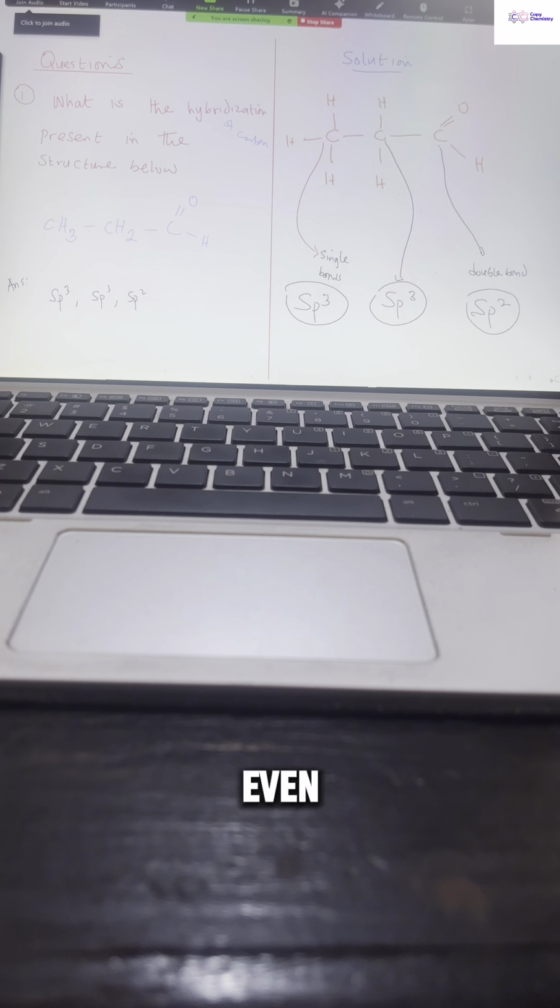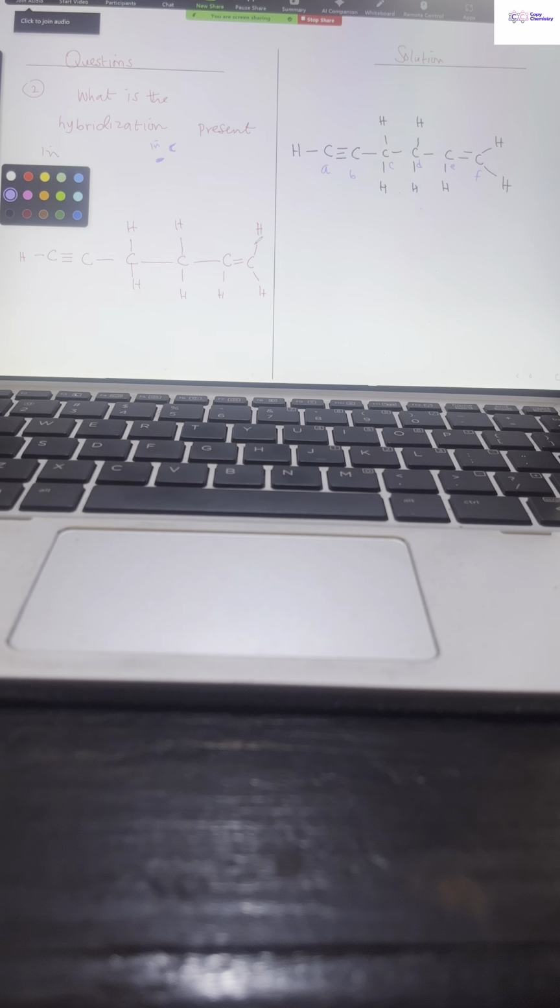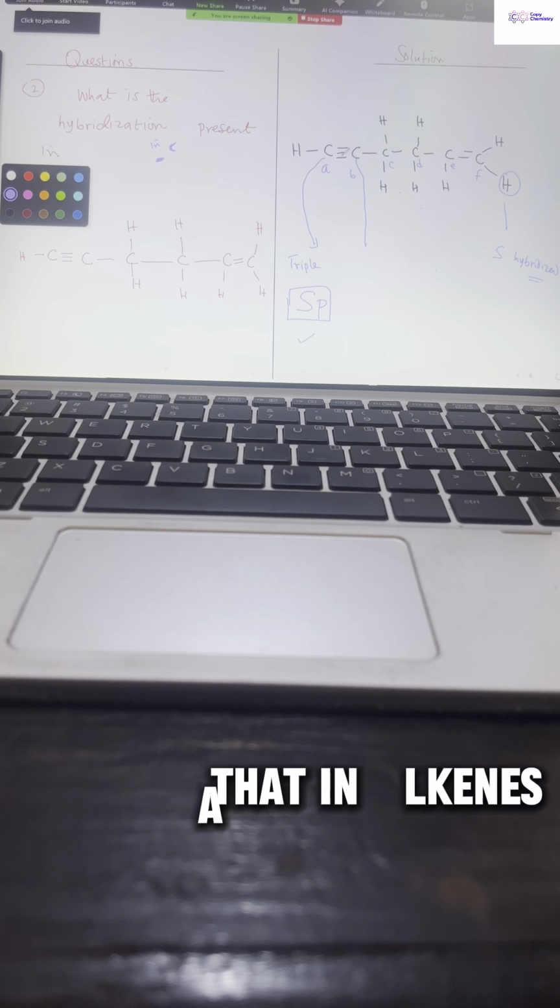So we could have even more tougher questions. Let's try this one. What is the hybridization present here? Eventually you will be drawing them out, but you see this hydrogen here is s hybridized, so take note of that. That hydrogen is s hybridized, but we're focusing on the carbon now. That carbon has a triple bond, so it's going to be sp hybridized. Okay, we find that in alkynes.